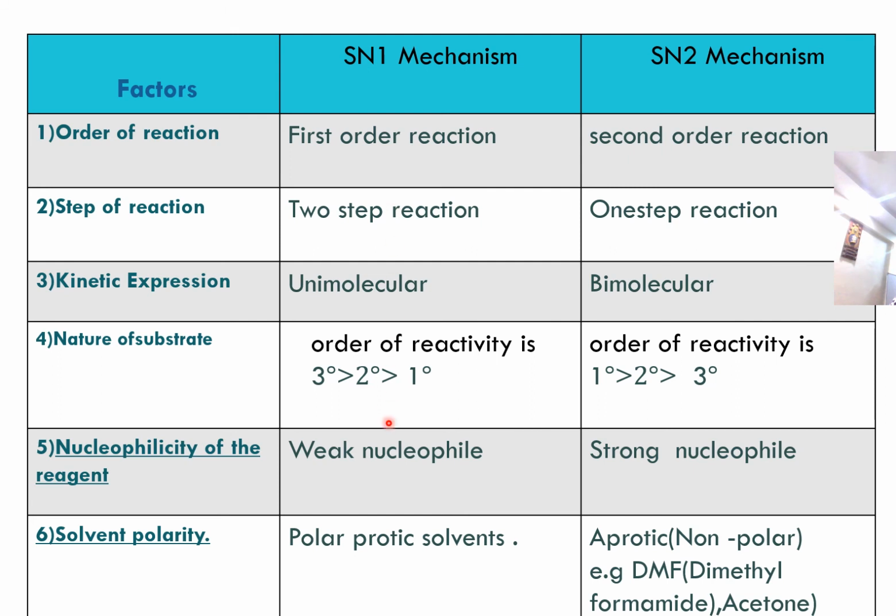Then nucleophilicity of the reagent. The SN1 mechanism happens in the presence of a weak nucleophile, while the SN2 mechanism happens in the presence of a strong nucleophile. Then solvent polarity. Polar solvents will favor which mechanism? SN1 mechanism. But aprotic solvent will favor which one? SN2 mechanism. Right? Clear?